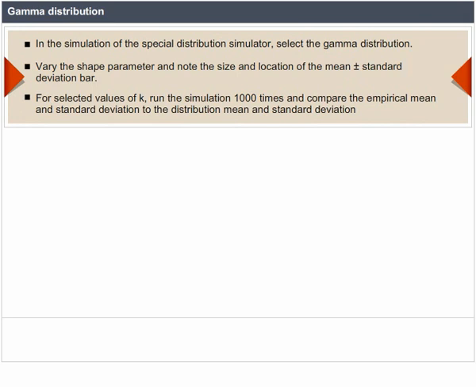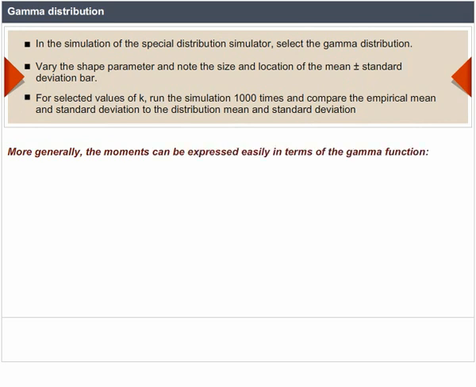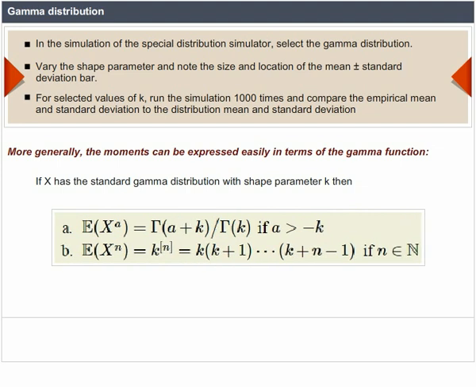More generally, the moments can be expressed easily in terms of the gamma function. If X has a standard gamma distribution with shape parameter k, then E(X^a) = Γ(a + k) / Γ(k) if a > -k. E(X^n) = k^(n) = k(k + 1)...(k + n - 1) if n belongs to ℕ.